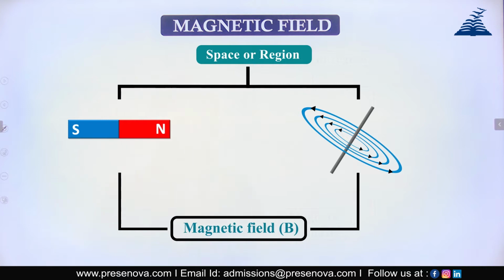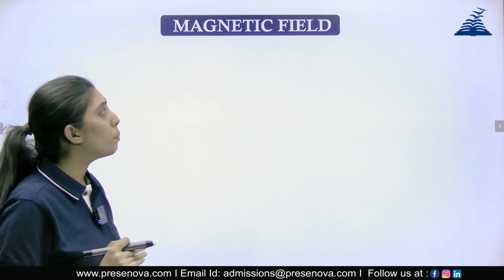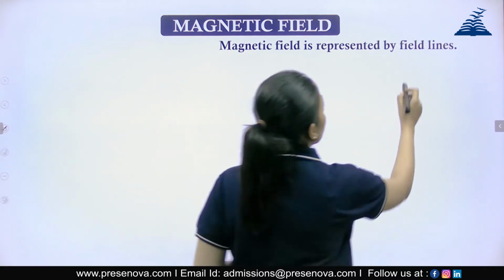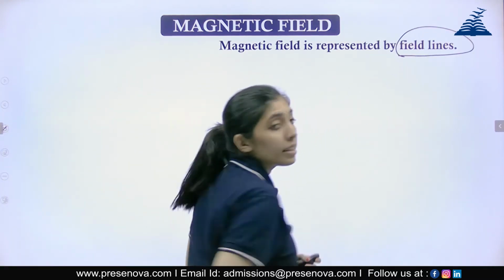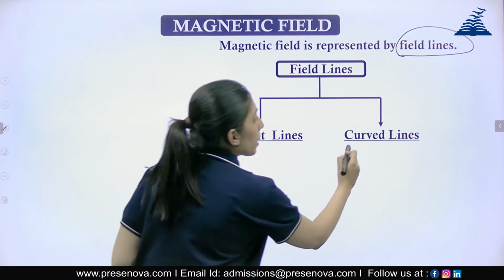And to study a little bit more about it, how is this field represented? How does it look like? So the magnetic field around a magnet or a current carrying conductor is given by field lines. These field lines can either be straight or it can be curved.